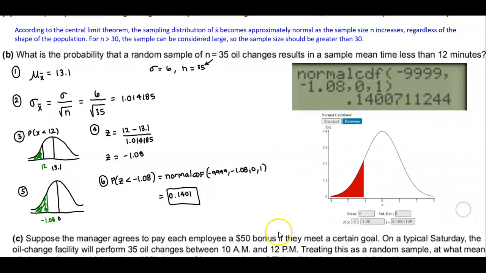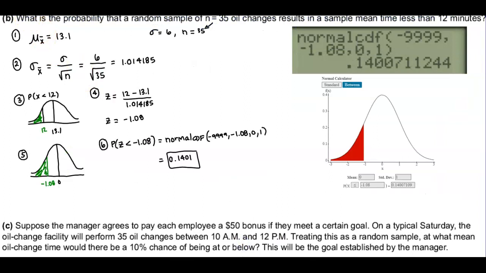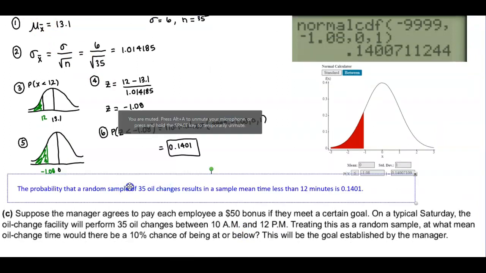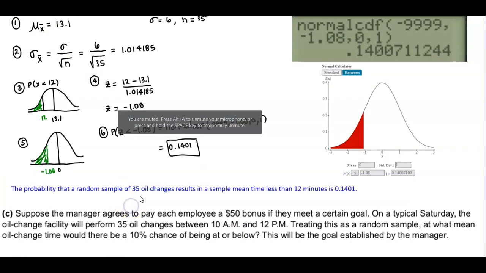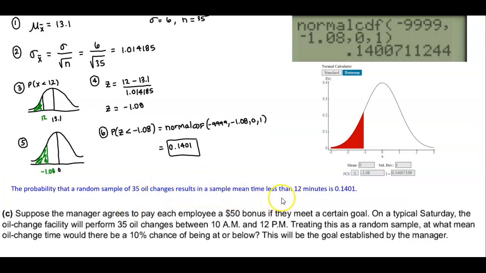And so there's the answer using StatCrunch. Therefore we can say that the probability that a random sample of 35 oil changes results in a sample mean time less than 12 minutes is 0.1401.